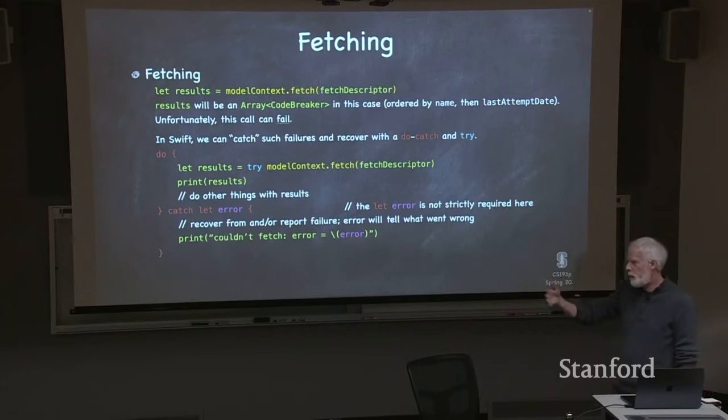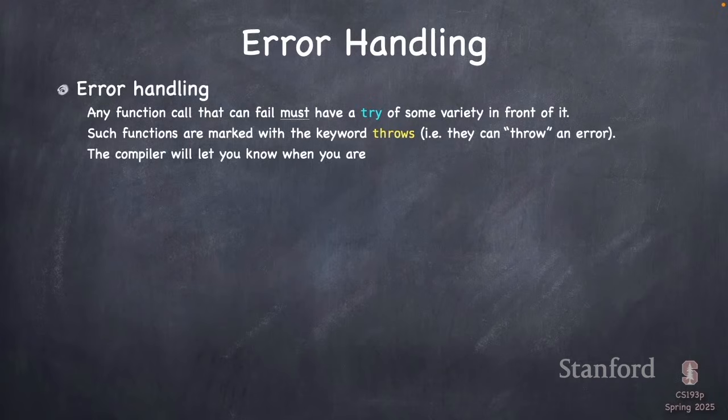It's a little more advanced do catch. Here we're just introducing the idea. As I said, the rules here are that any function that throws, that's marked with throws, has to have a try. You simply cannot call it. The compiler will not let you call it.